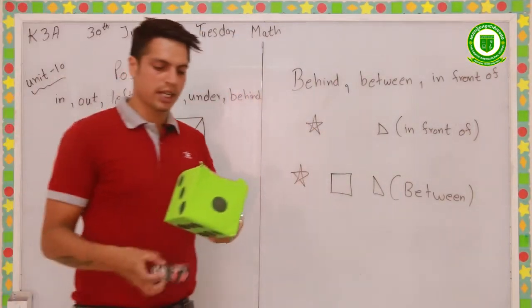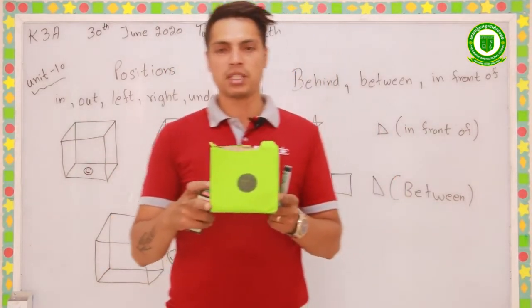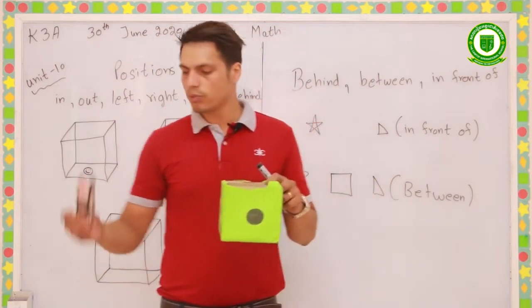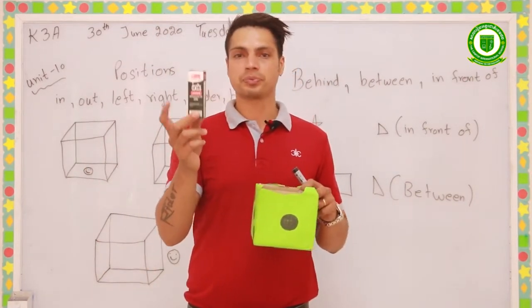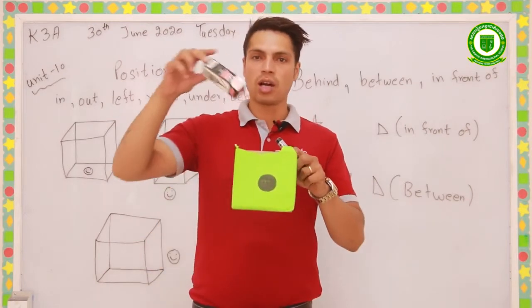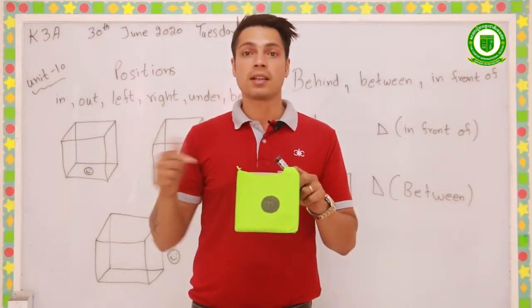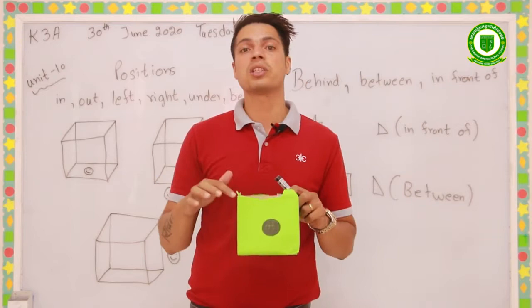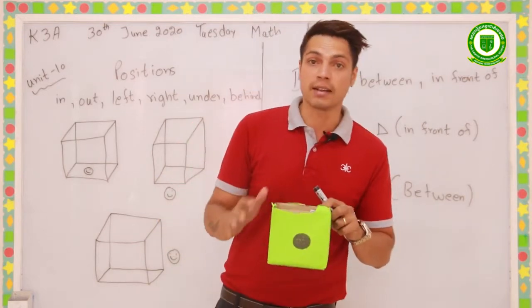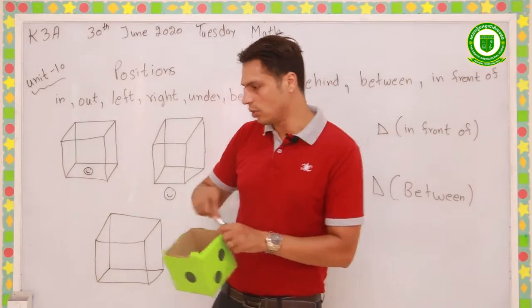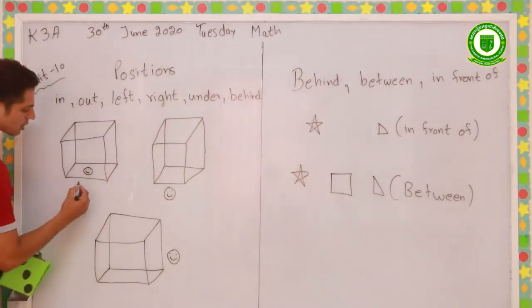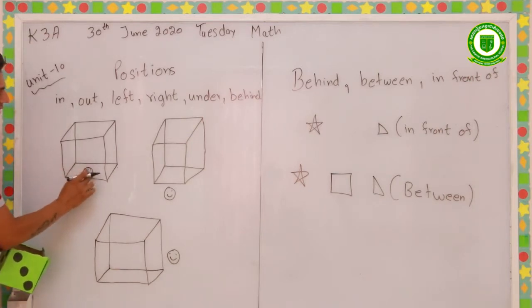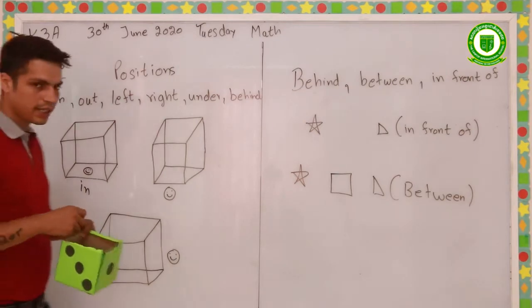As you can see, I have this box, and we will learn with this box. I have this ink box. Now I put it inside, so the ink box is inside this box, so the position is in. I also drew a box, and the smiley face is inside the box, so that means it's in.